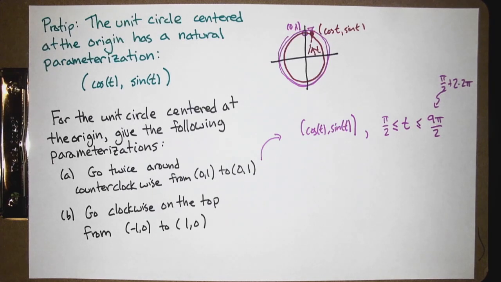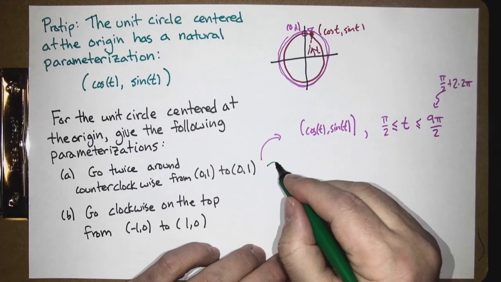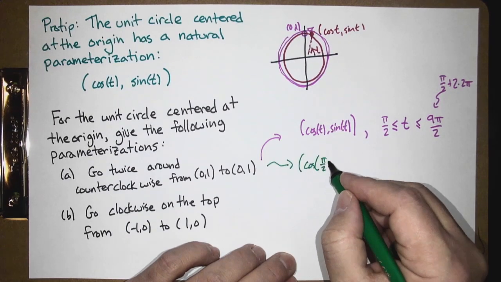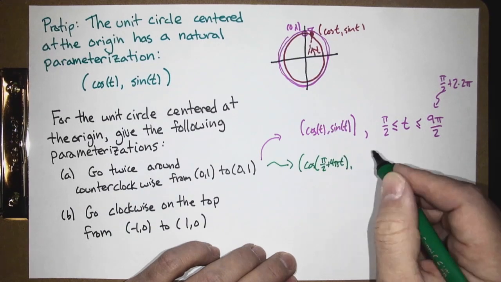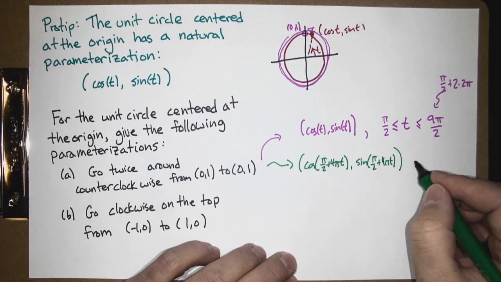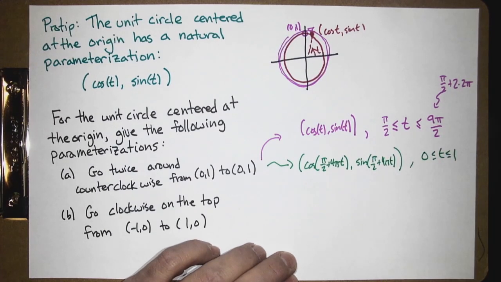Now, is this the only way that we could have done it? There's no other possible way that we could have written this parameterization. How about the following? You can tell me whether or not it works. Let's do cosine of pi over 2 plus 4 pi t, sine of pi over 2 plus 4 pi t, where t goes from 0 to 1. Will that work?